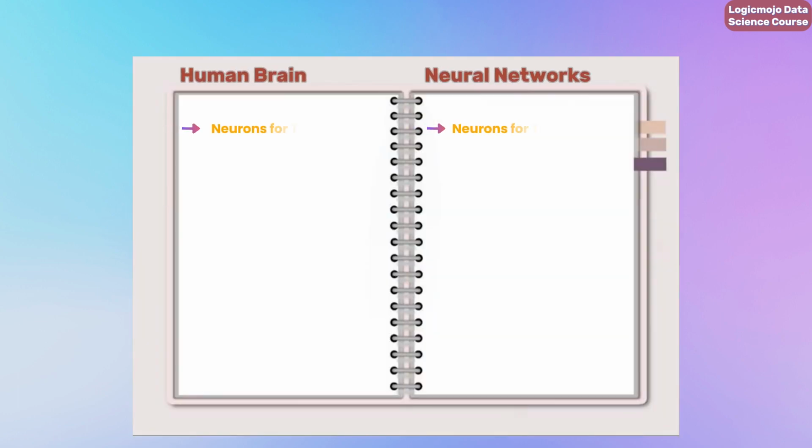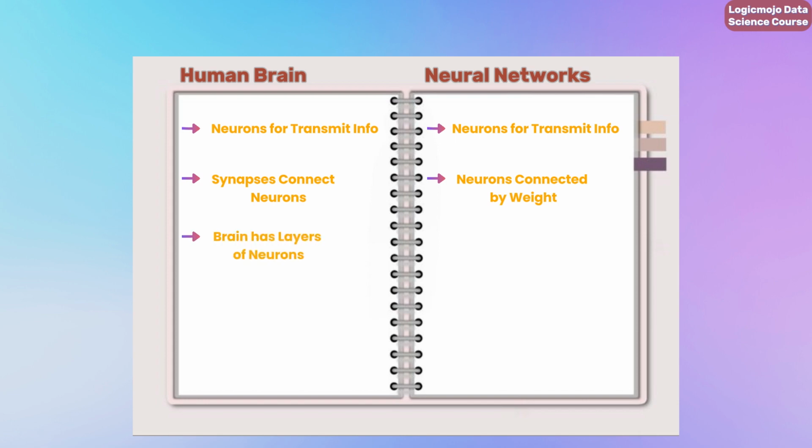For example, there are a lot of similarities. In neural networks and the brain, both have neurons that process and transmit the information. Similarly, in our brain, we have synapses. What are synapses? They connect the neurons, which allows them to communicate. In the same way, neurons are also present in neural networks, which are connected by the weight, or we can also call it edge. Similarly, in our brain, we have a lot of layers of neurons.